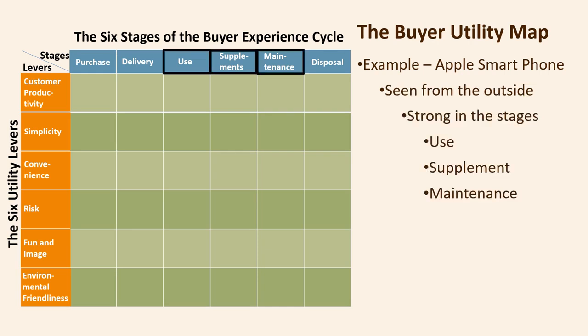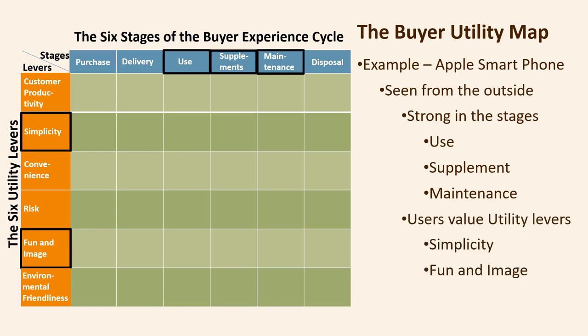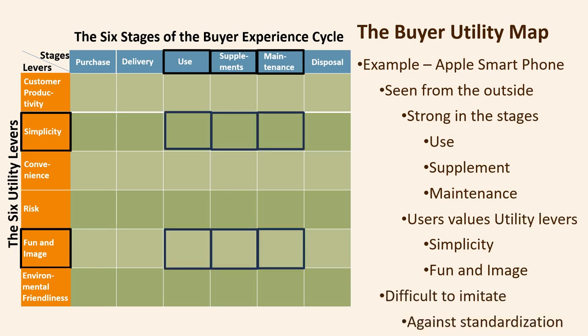From the outside, the Apple smartphone is very strong in the stages use, supplement, and maintenance. It also looks like the users value the utility levers simplicity and fun and image. The users have been willing to pay a high price for these levers for years. This is because these 6 spaces are difficult to imitate for competitors. Maybe this is why Apple is against standardization within the industry.